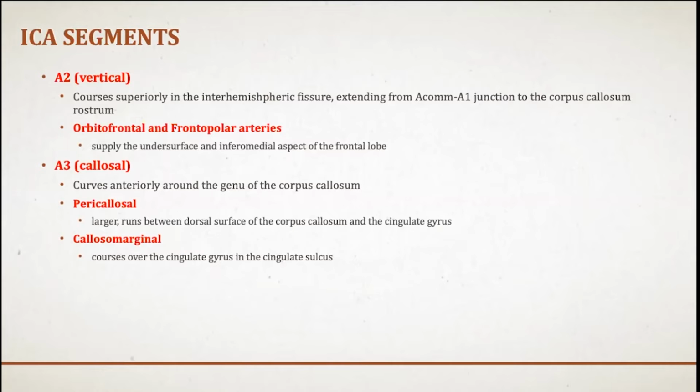And there's two major branches here, the pericallosal and the callosomarginal. The pericallosal is the larger branch, and it generally runs between the dorsal surface of the corpus callosum and the cingulate gyrus. So if you're memorizing which branch is which, just remember PC. It's pericallosal and then callosomarginal. So pericallosal is the first one that runs right on the surface of the corpus callosum. And then you have the callosomarginal, which courses over the cingulate gyrus in the cingulate sulcus. So it's the one that's higher up if you're looking at a sagittal view.